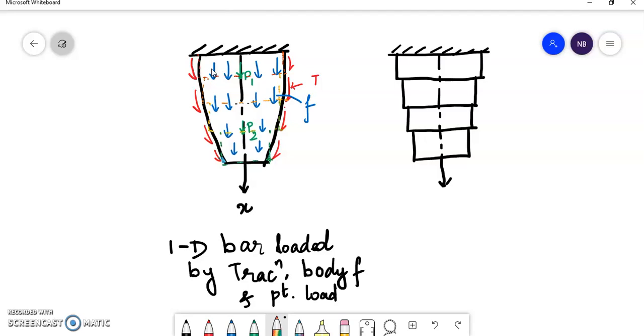So there might be a small difference in this actual and the thing that we have considered, but the answers are going to be very close. So that's the whole point of using FEM. It makes it simpler. Now since I have divided this element into steps, this is why it's called a stepped shaft, because it is in the form of steps.